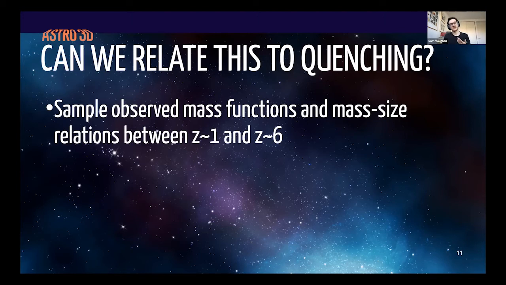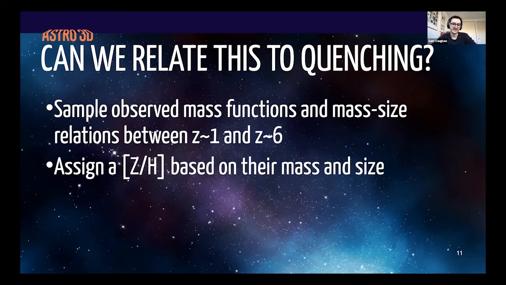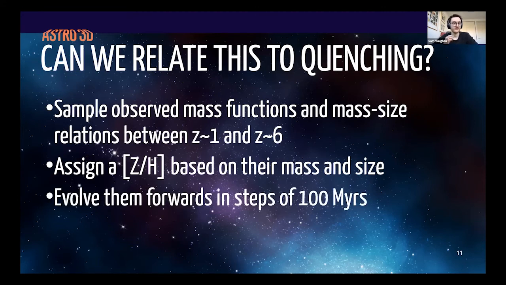So that's my way of taking a galaxy, for example, giving it a stellar mass and giving it a size. And then based on this mass and this size, I can now assign it a metallicity because of the relationship I showed in the previous slide. So knowing a galaxy's mass and size, I can tell you its stellar metallicity. Based on their starting redshifts, I then evolve them forward in steps of 100 million years.